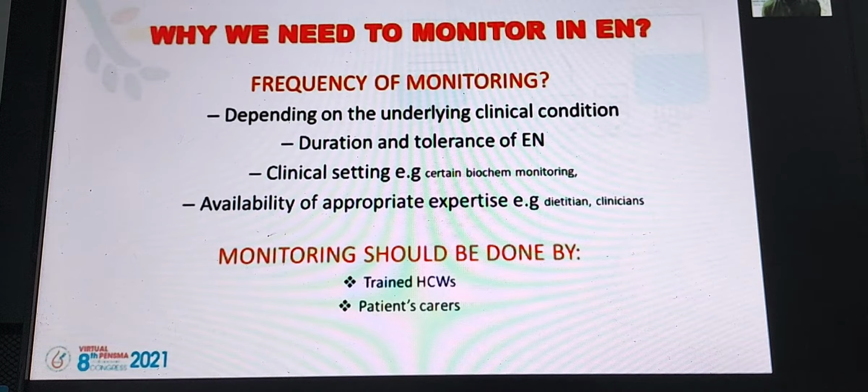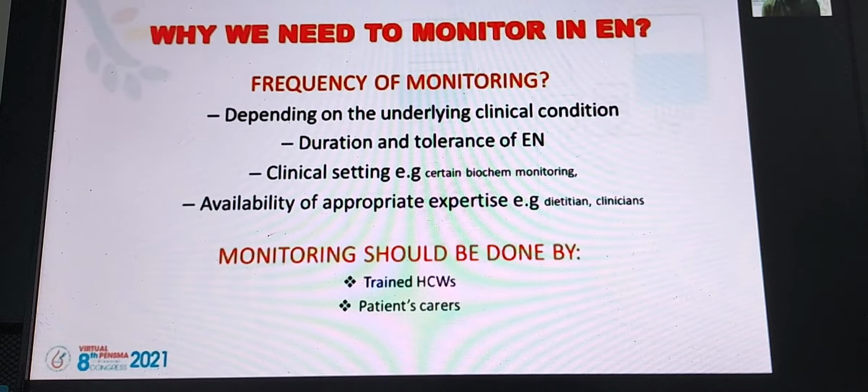How frequently do we need to monitor? It depends on the underlying clinical condition. Some patients may need regular, close monitoring of enteral nutrition, like patients who have underlying diabetes mellitus, congestive cardiac failure, or chronic renal failure. These patients require very close monitoring. It also depends on the duration and tolerance of enteral nutrition.